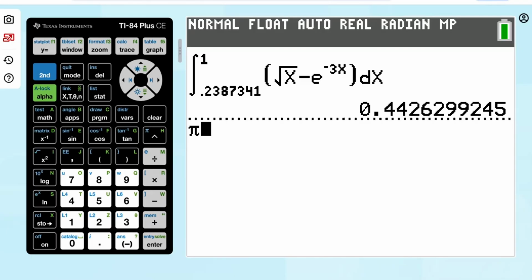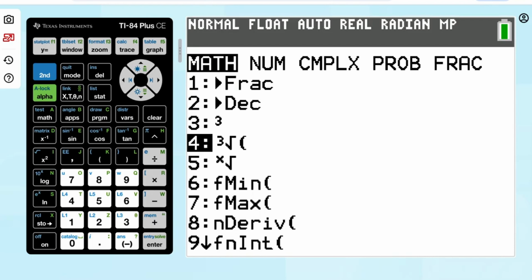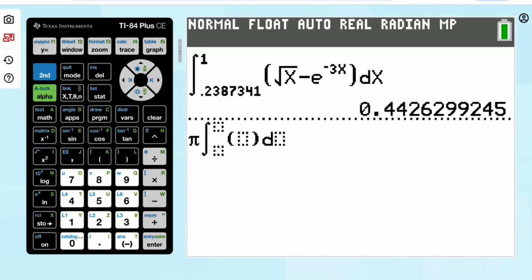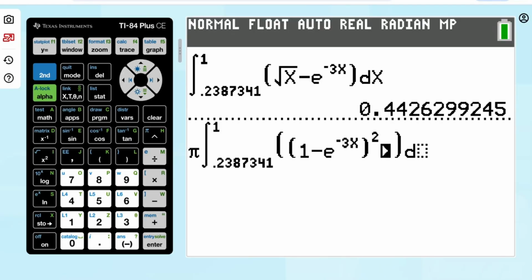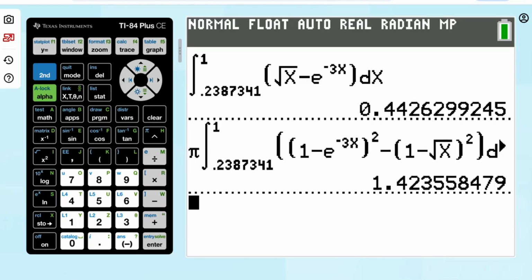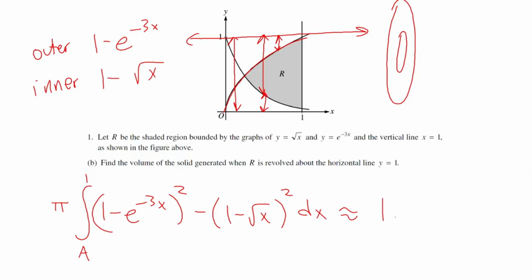And we'll just go ahead and put this into our graphing calculator again. Don't forget your pi out in the front. It's math option number 9. And we're going to go from the same value, 0.2387341, up to 1. And now it is 1 minus, we'll put this in parentheses, 1 minus e to the negative 3x squared, and then minus 1 minus root x squared dx. And we end up getting 1.424 when we round.